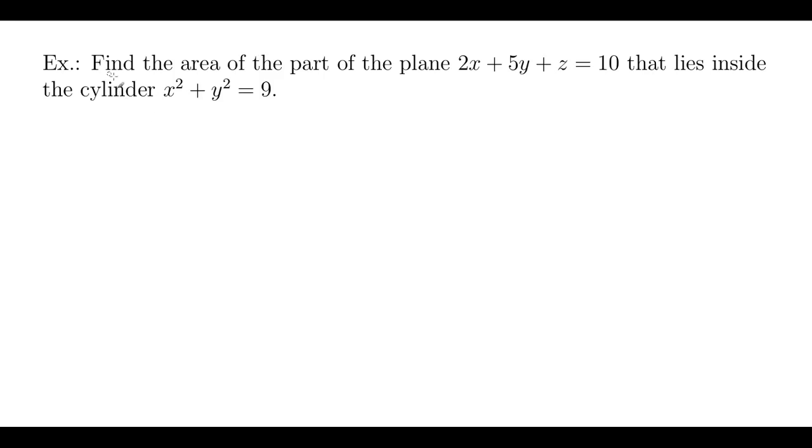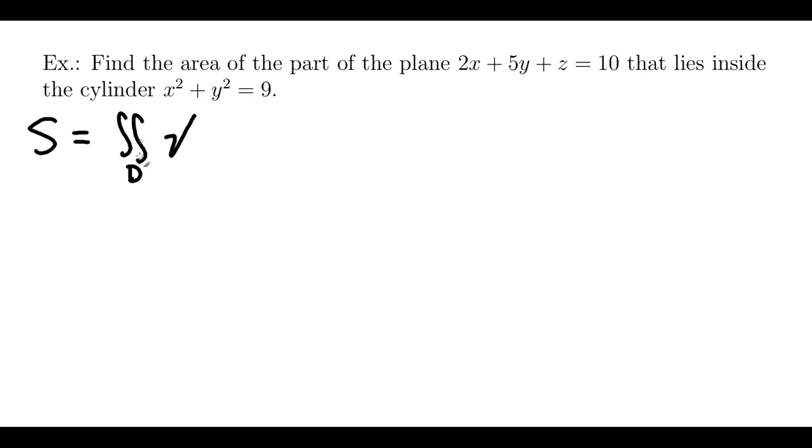This example asks us to find the area of the part of the plane 2x plus 5y plus z equals 10 that lies inside the cylinder x squared plus y squared equals 9. So we have a surface whose area we were trying to find. We recall the surface area formula. There are several different ways of writing it.